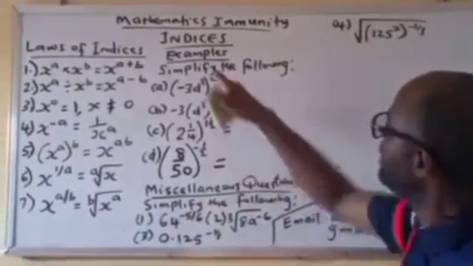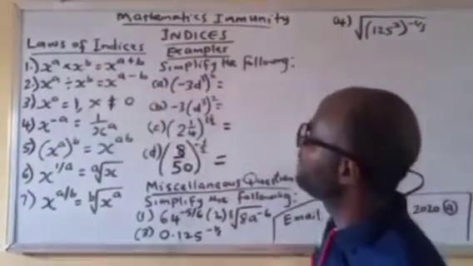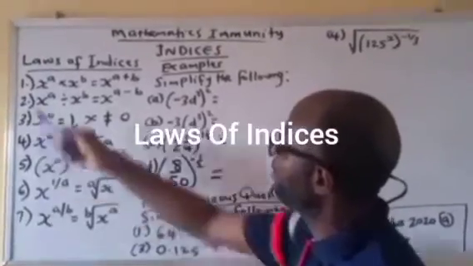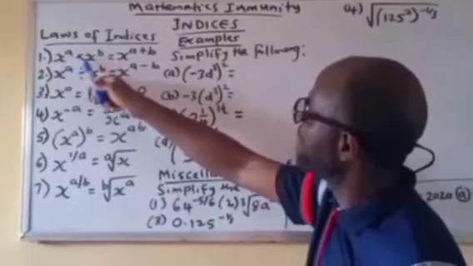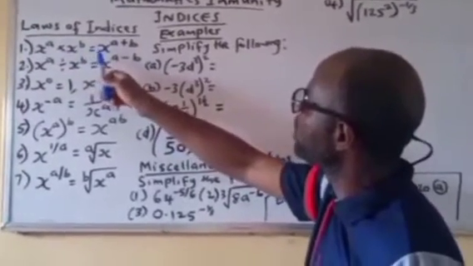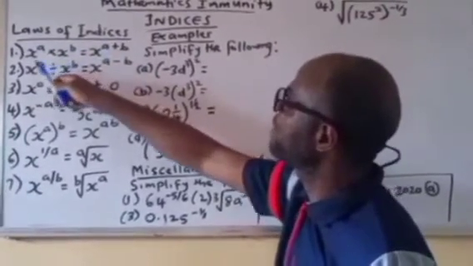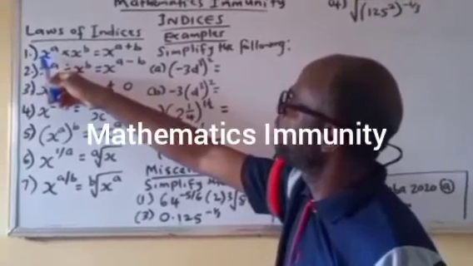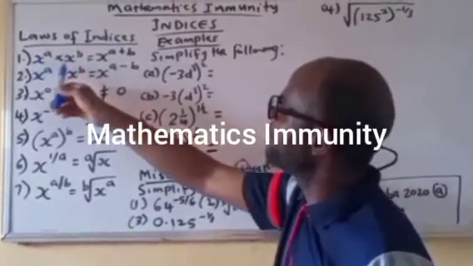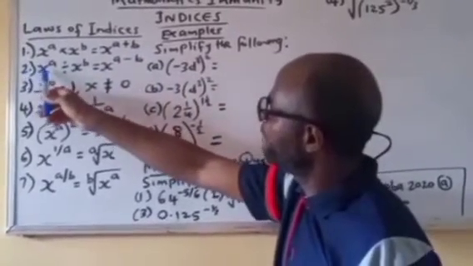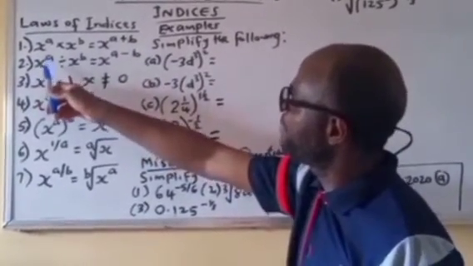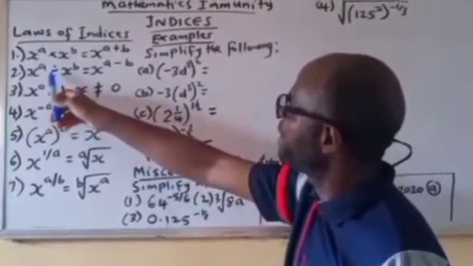The topic is indices, and we have the laws of indices. Any number raised by a, for example, x raised by a times x raised by b is equal to x raised by a plus b. It means that if a number is written in index form, so they have the same base, and you're multiplying, you add your power. Number two, if two indices are having the same base, and you are dividing, you subtract your power.